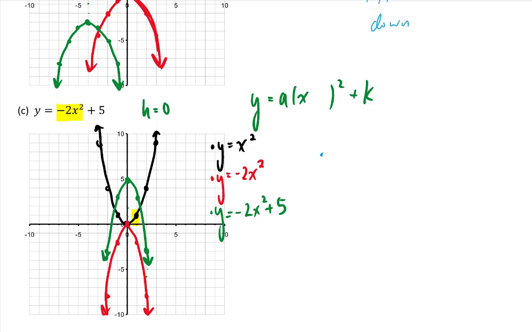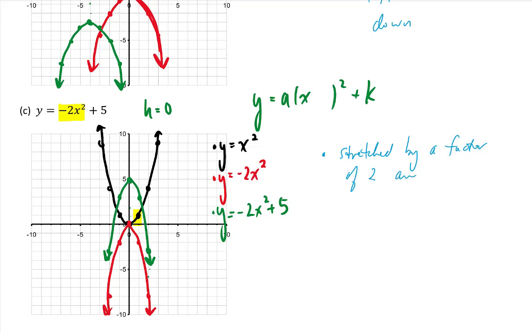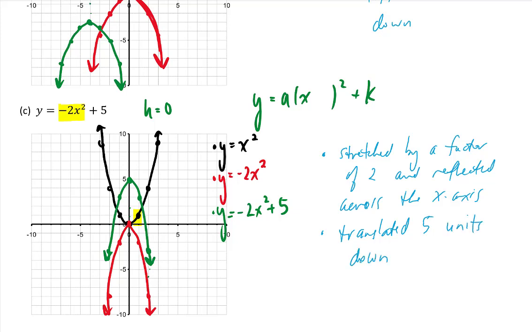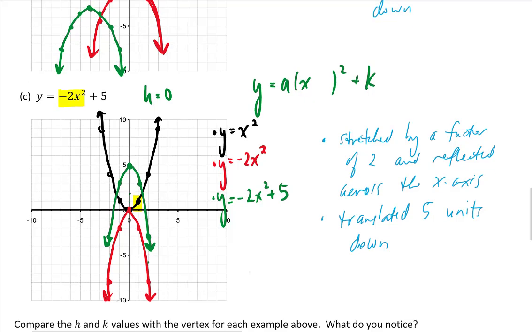So let's describe this in words. So compared to y equals x squared, y equals negative 2x squared plus 5 is stretched by a factor of 2 and reflected across the x-axis, and then translated 5 units up. So there's the description of our transformations.